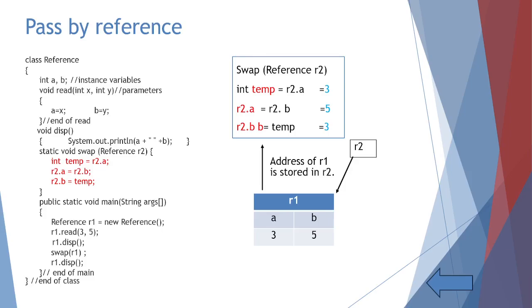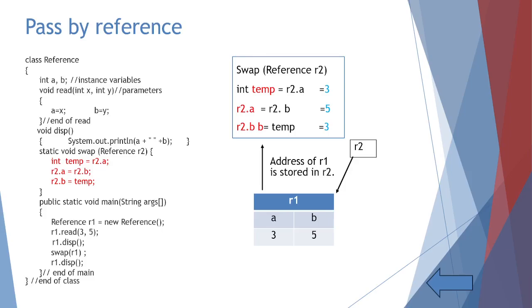But the last statement, R2 dot B is equal to temp. There is one mistake over here, double B is written, but it is R2 dot B is equal to temp. Whatever is there in temp should be stored in R2 dot B. So because of these three statements, A became 5, B became 3, and the original R1 object values are changed because of swap method.